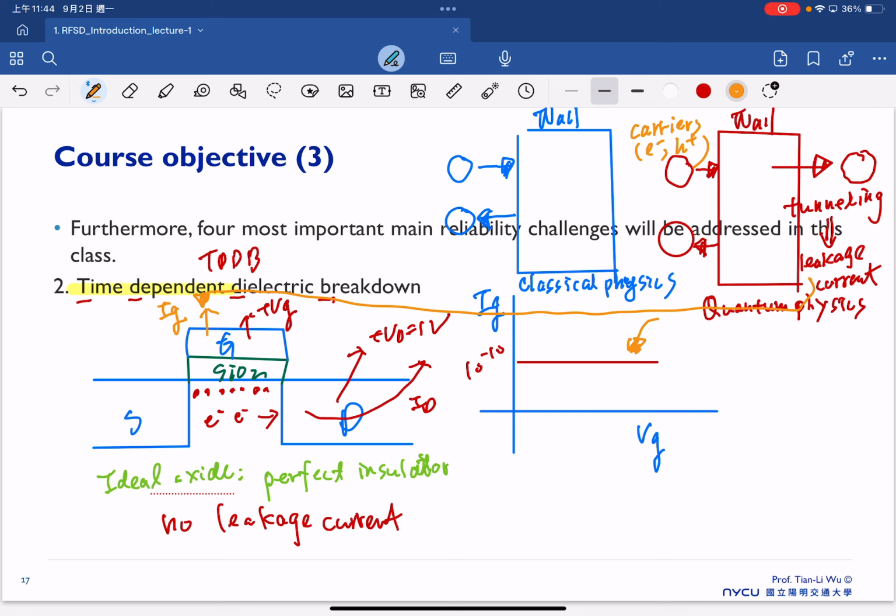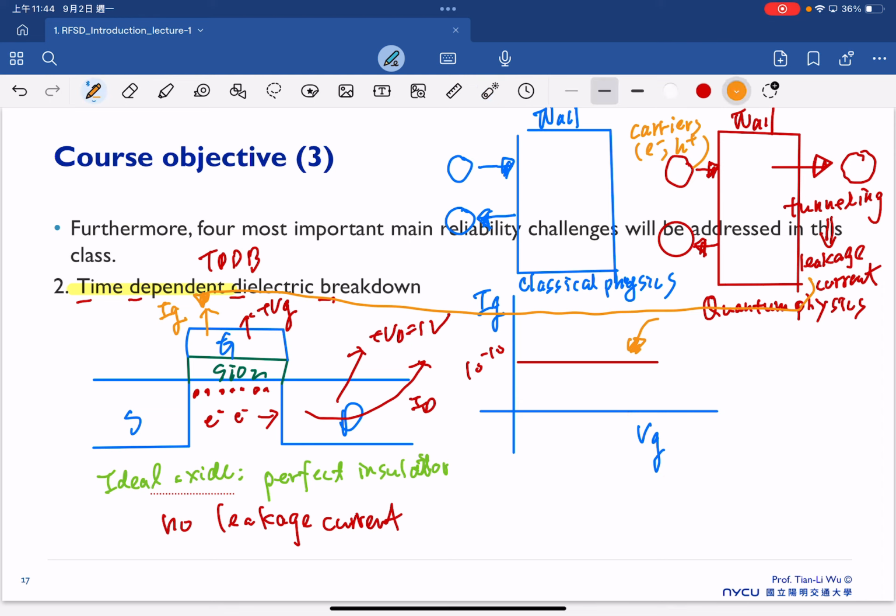So you can see, because of quantum physics, because of tunneling, we start to see the gate current. So finally, we can expect that a part of the gate current can be sensed from the gate side. However, this is IG versus VG, which means this is time independent.